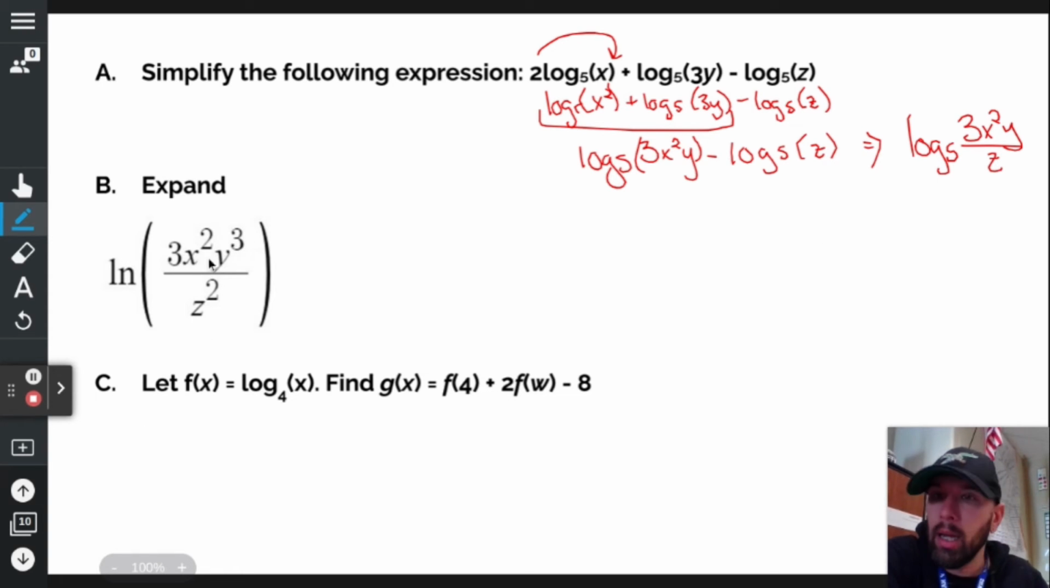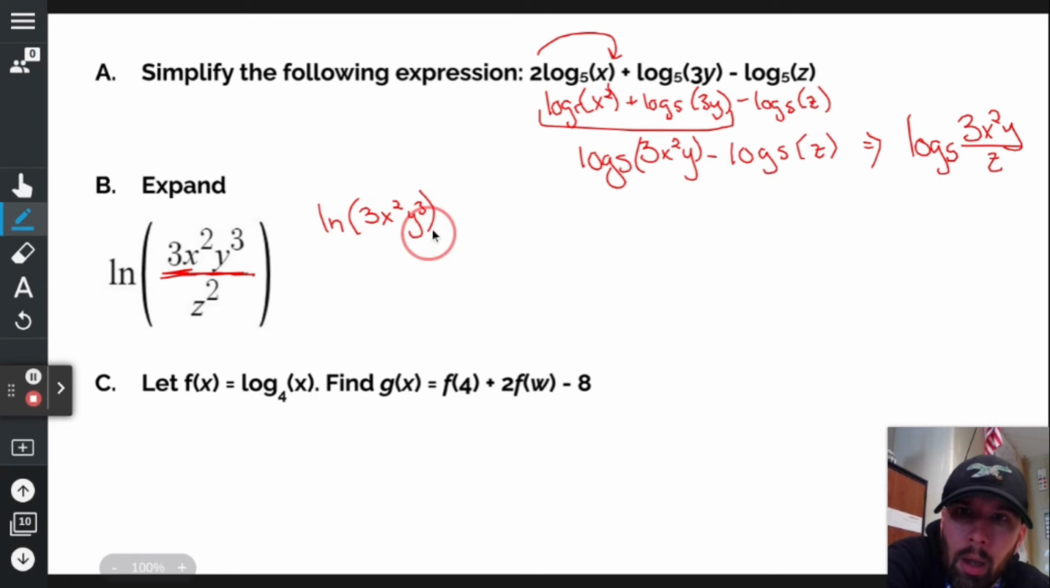Expand. Okay. What I did to do this one is I did exponents first, then I added, then I subtracted. I'm going to go in reverse. I'm going to do the stuff that would subtract first, and then the stuff that would add, and then the stuff that would exponent. So let's split this up using the division part first. So ln, remember ln and log follow the same rules. So ln 3x squared y cubed minus ln of z squared.